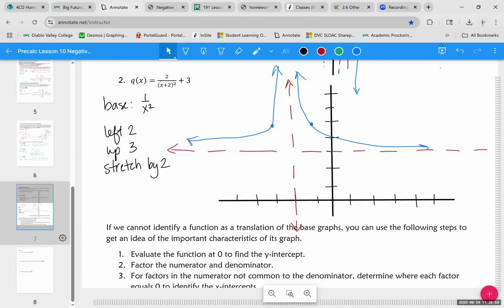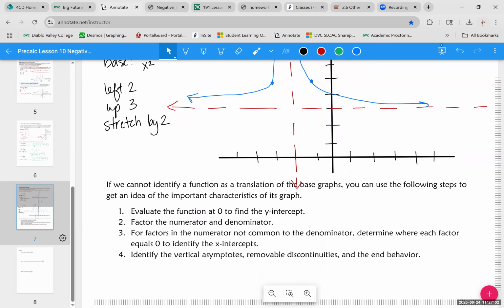Okay. So if it doesn't look like it's going to have a translation of a base graph, then you could find the intercepts, factor the numerator and the denominator, determine where the asymptotes, holes, and end behavior are. So basically, you could do all the pieces that we've talked about, like finding intercepts, finding holes, finding asymptotes. And that would at least give you some idea of what that graph's going to look like.